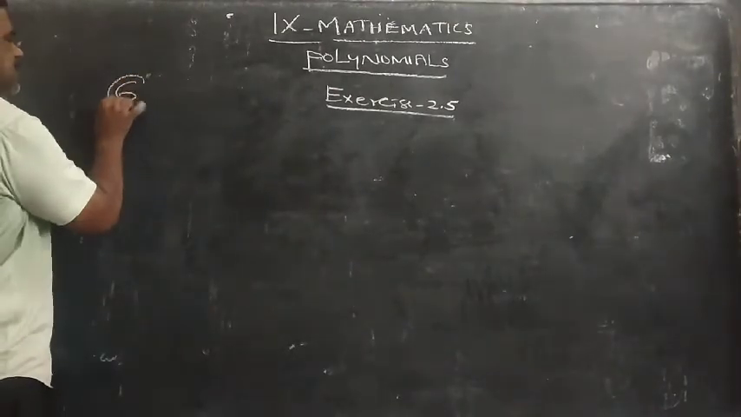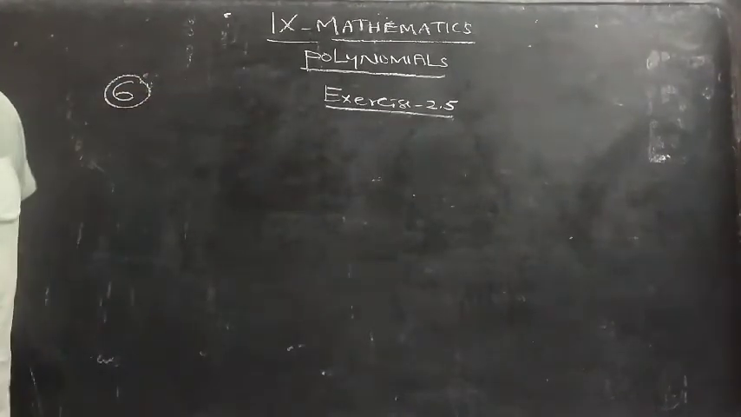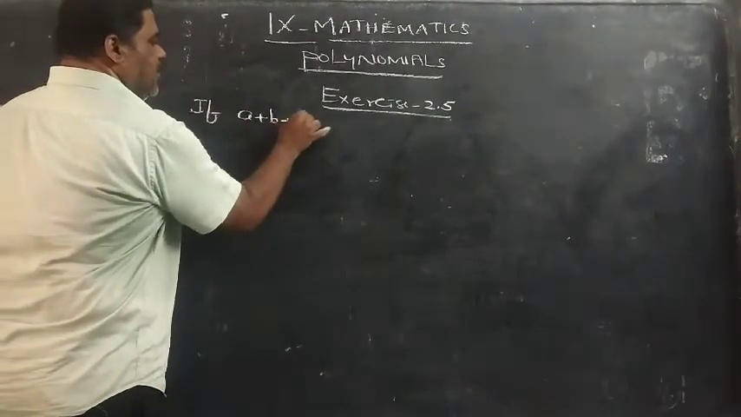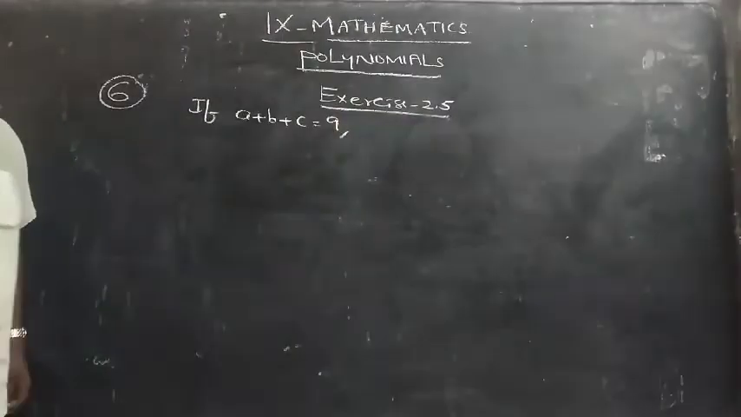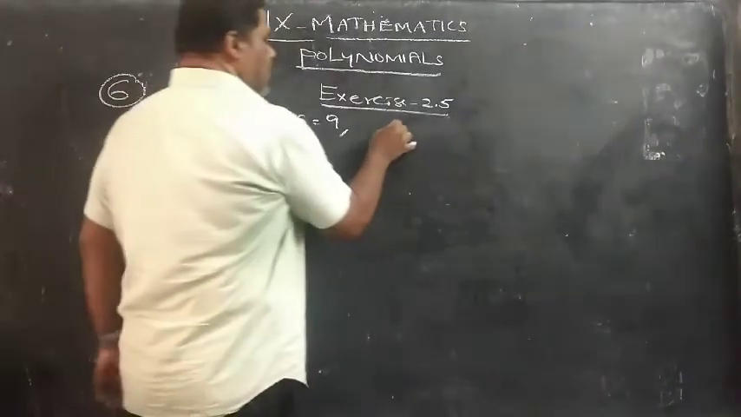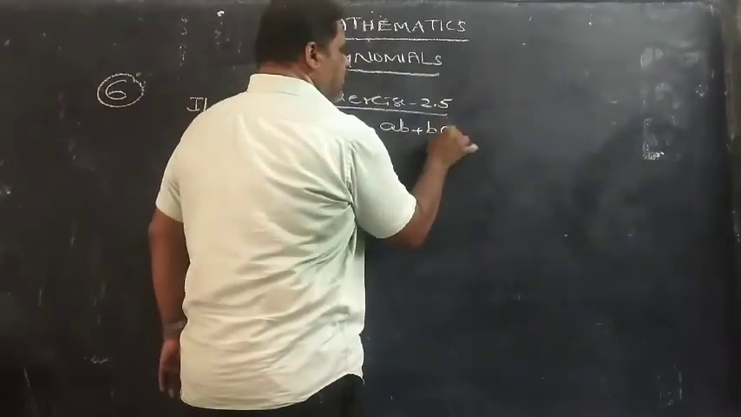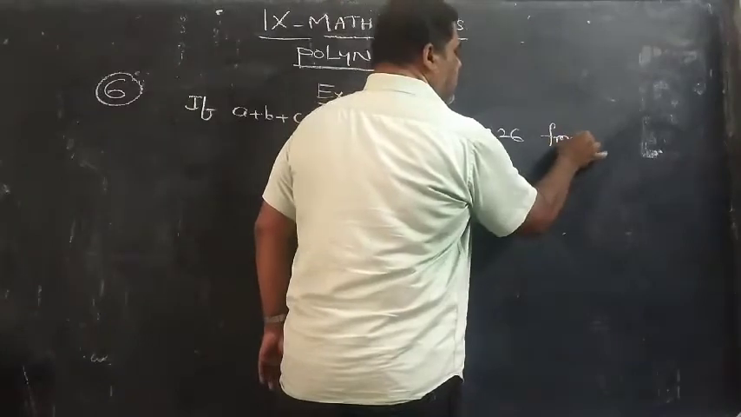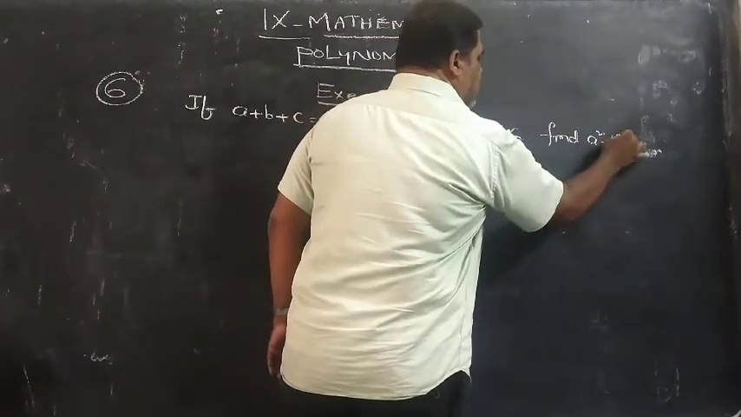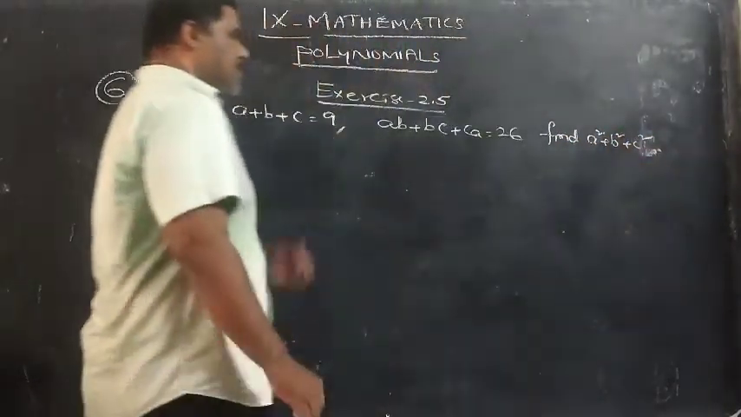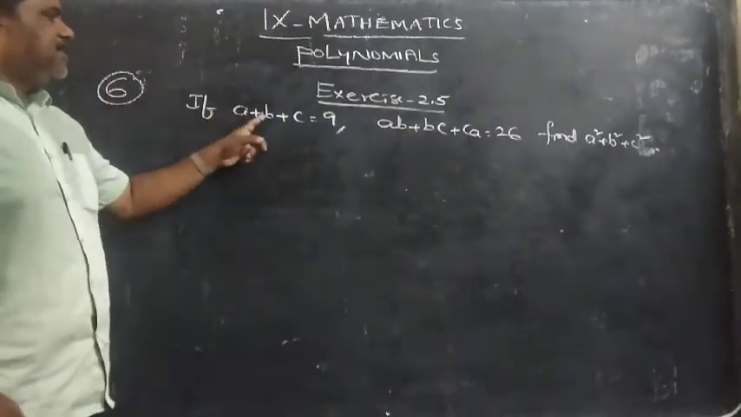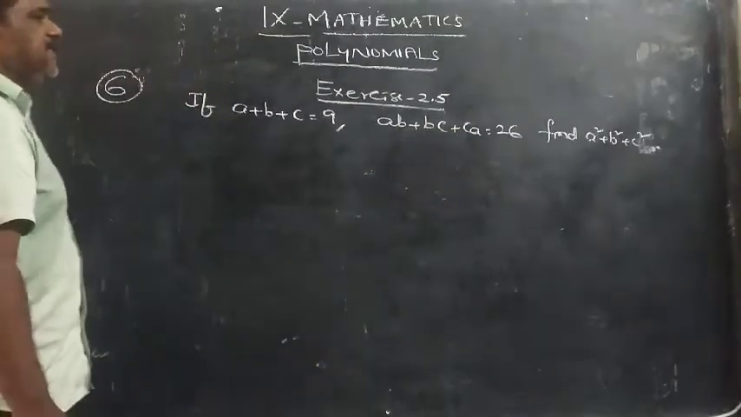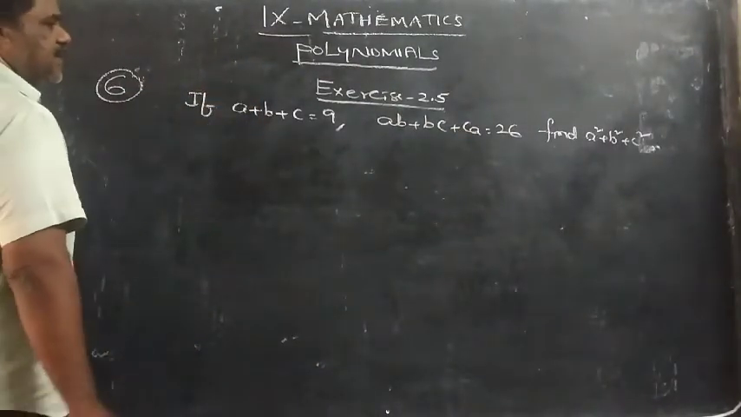Right, question number 6. If a plus b plus c is equal to 9, ab plus bc plus ca is equal to 26, find a square plus b square plus c square. Here a plus b plus c is given as 9 and ab plus bc plus ca is 26. We should find out a square plus b square plus c square.